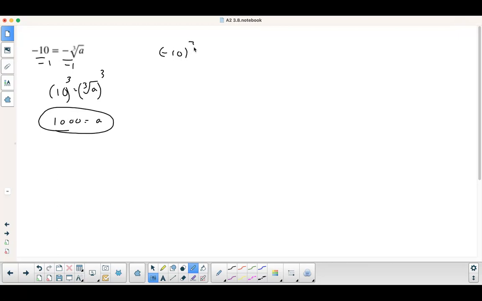Now what you could also do is cube both sides like that, we'll get negative 1,000. The cube gets rid of the cubed root, but then you have to cube the -1, so it becomes negative a. So then when you divide by -1, you still get the same answer. If you think of it, it's like -1 cubed and the cubed root of a cubed. So this is how I got the -1a right there.